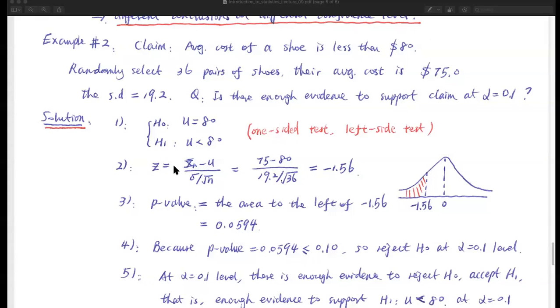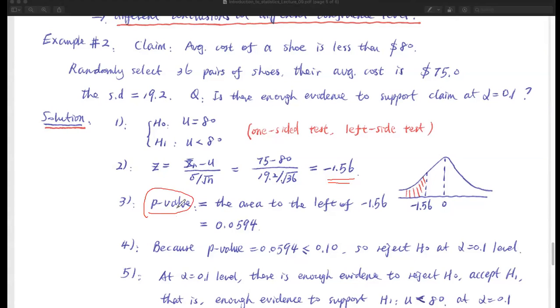Number 2, calculation. Do the calculation, find out the test statistic, the z-test. Plug in all the numbers. The mu here we are replacing by what? 80, because under H0, mu is equal to 80. So we replace everything here, and we got what? Negative 1.56. Negative 1.56, that's our z, the test value.